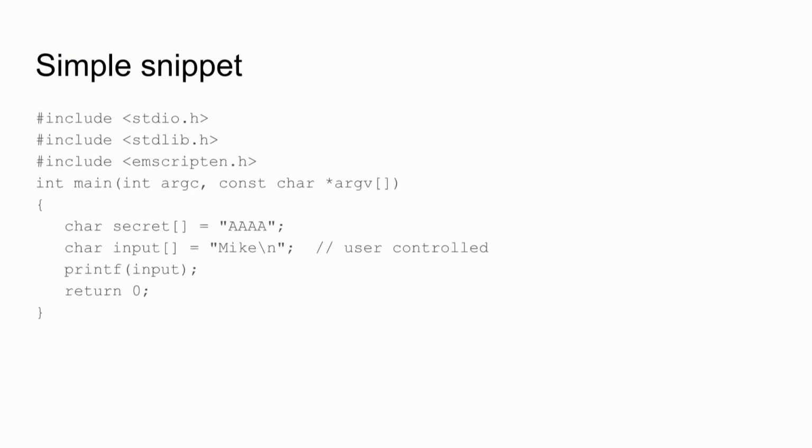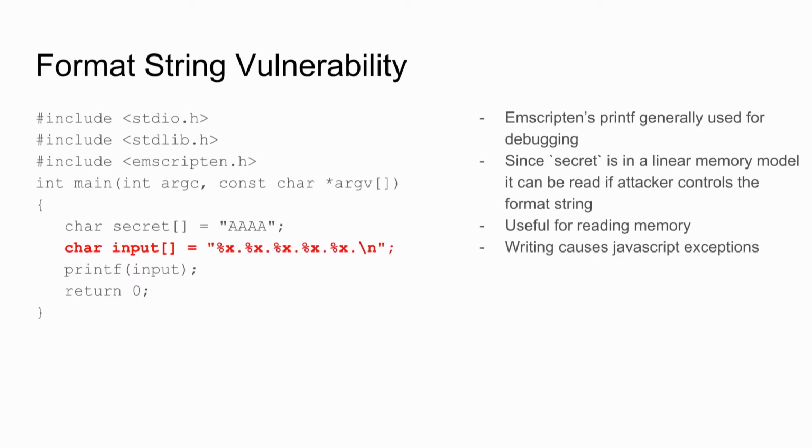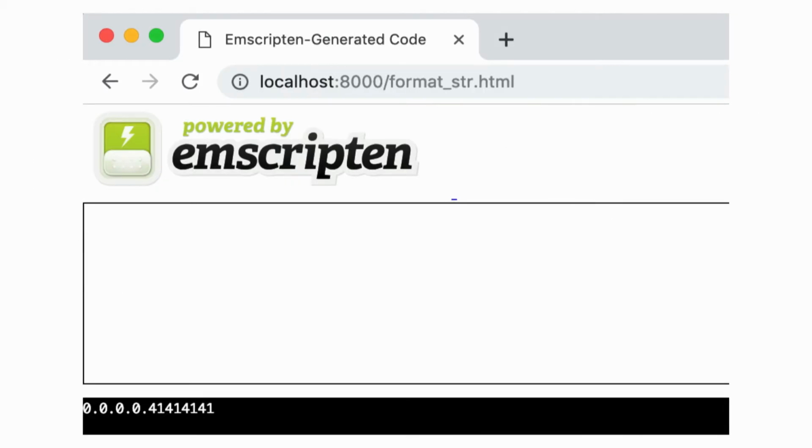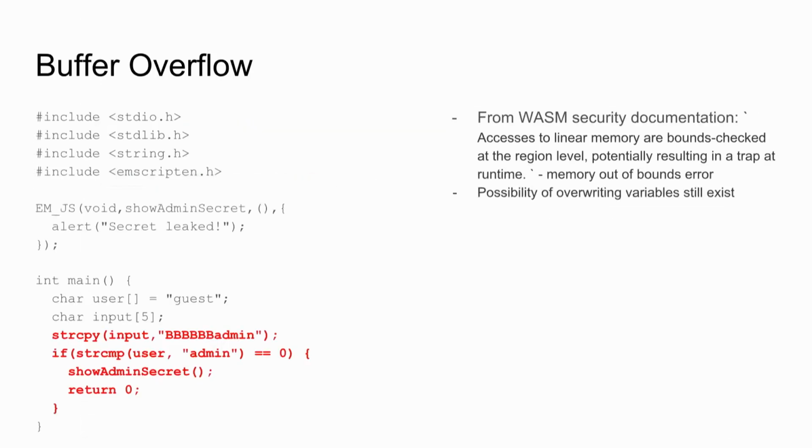But what happens when this input string can be modified, and instead of an ASCII string, the attacker goes a little more sophisticated and tries a format string? The problem with this, as Kaizhe described earlier, is that we have a linear memory model with WebAssembly. So the attacker will be able to read the memory and hence leak the secret, as we can see here.